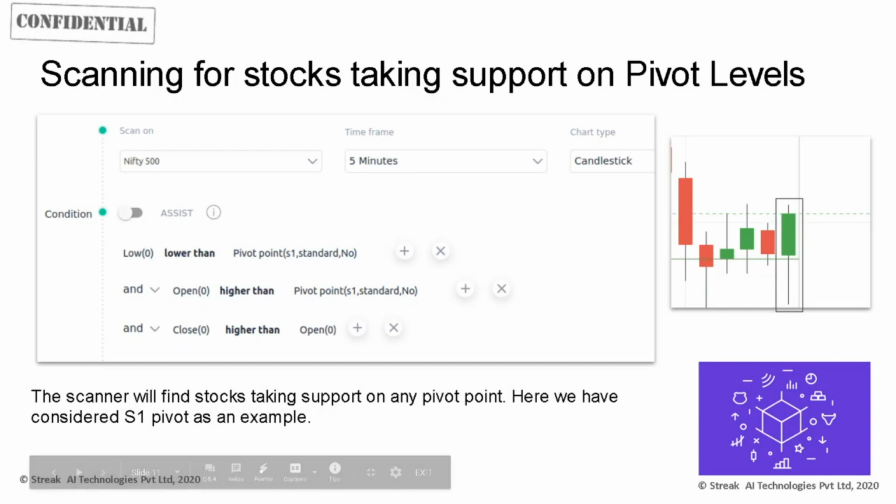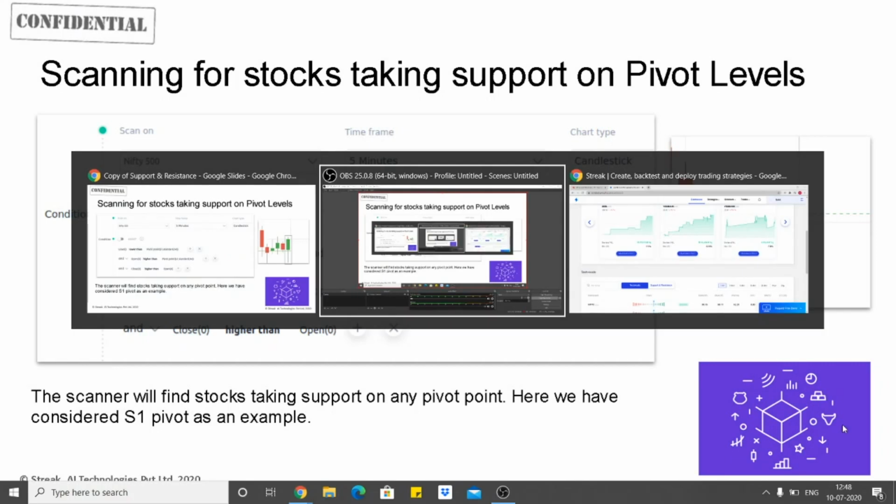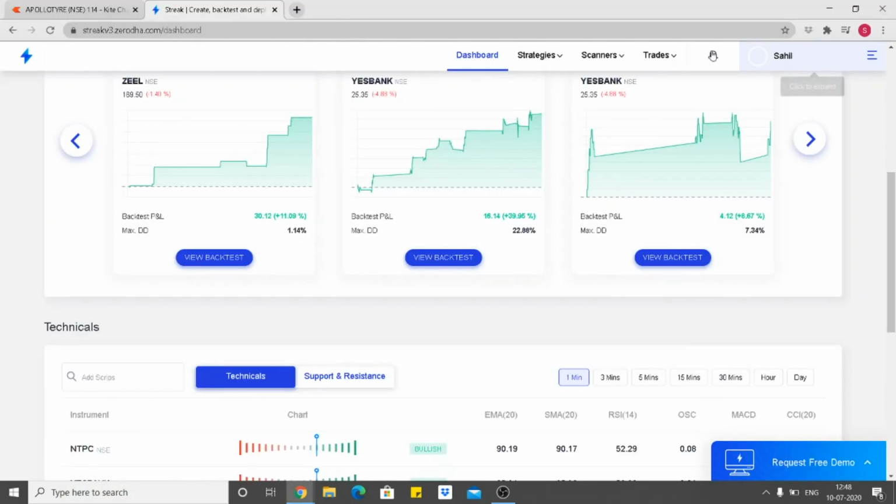Scanning for stocks taking support on pivot levels. So we are going to be creating a scanner that helps us identify stocks that are trading near their S1 pivot support level. So let's head right into Streak and I'll be showing you guys how to create this scanner.